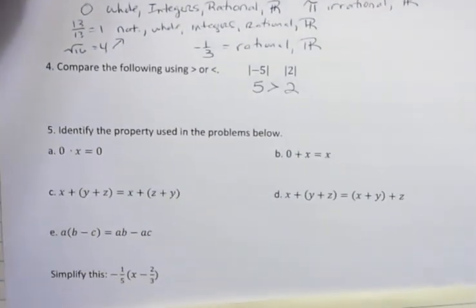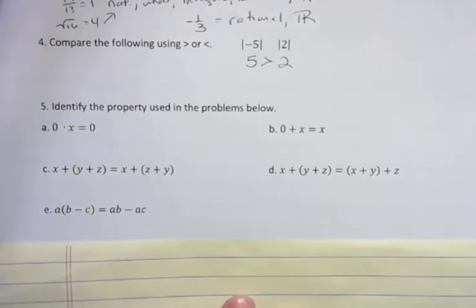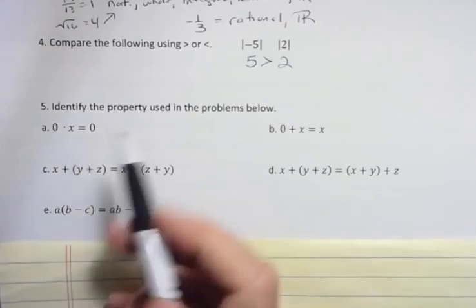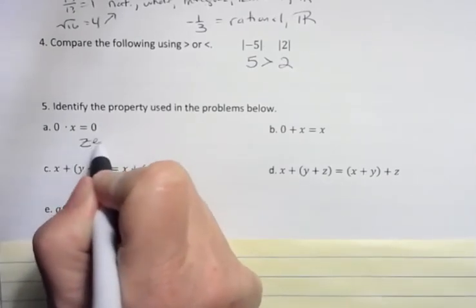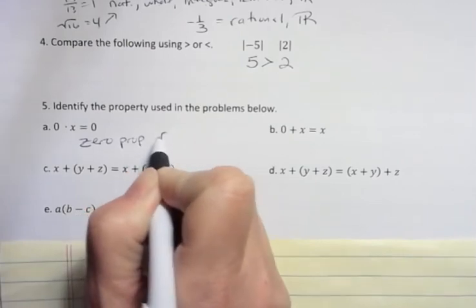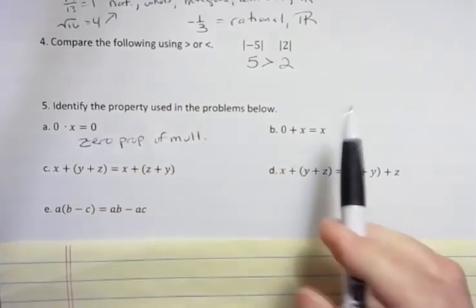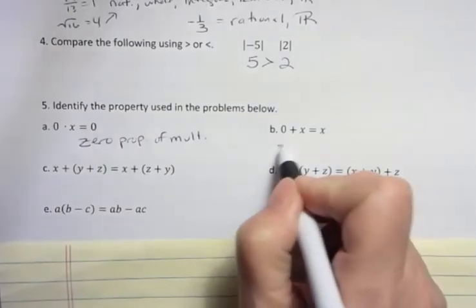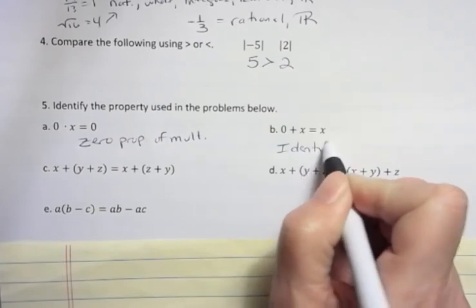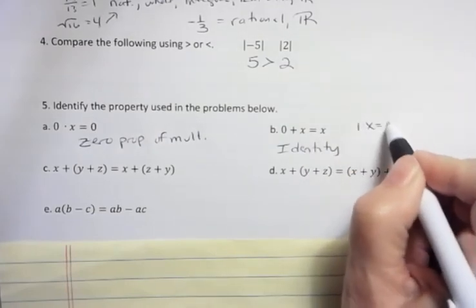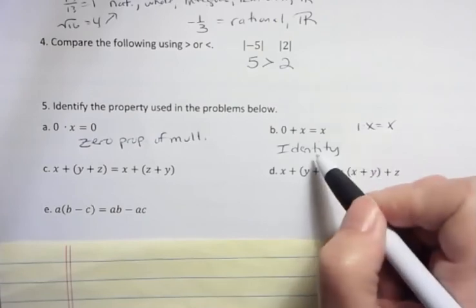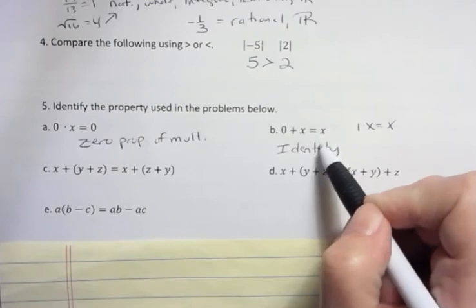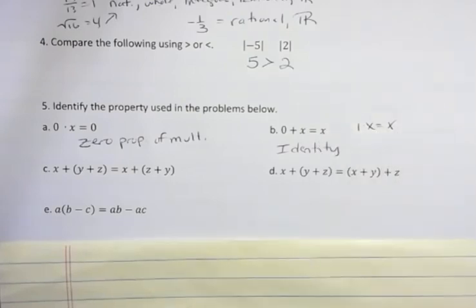Identify the property used in the following. If we multiply something by 0 and we get 0, that's the 0 property of multiplication. If we add something, 0 plus something, we get still itself. That's the identity property. If I did 1 times x equals x, that's the multiplicative identity. This is the additive identity. If we add something to 0, it doesn't change its identity. If we multiply by 1, it doesn't change its identity.